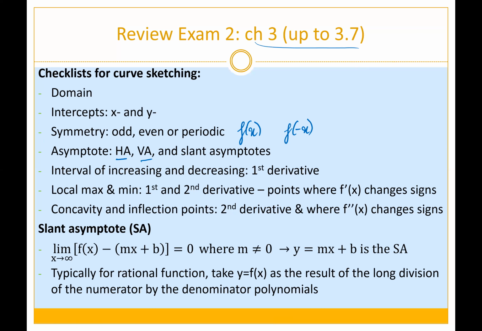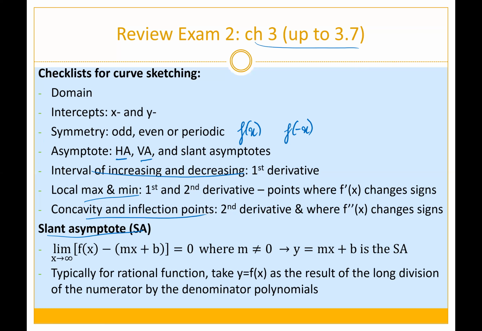Then we also have the intervals of increasing and decreasing. As I said, we use the increasing and decreasing test, then local maximum and local minimum, and then concavity and inflection points. As we mentioned last week, we also go through long division, where you find the slant asymptote.